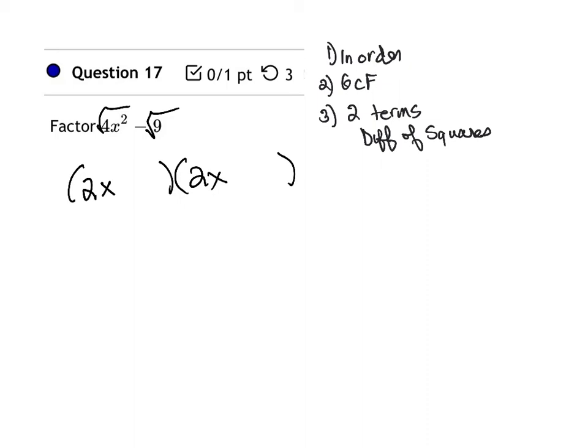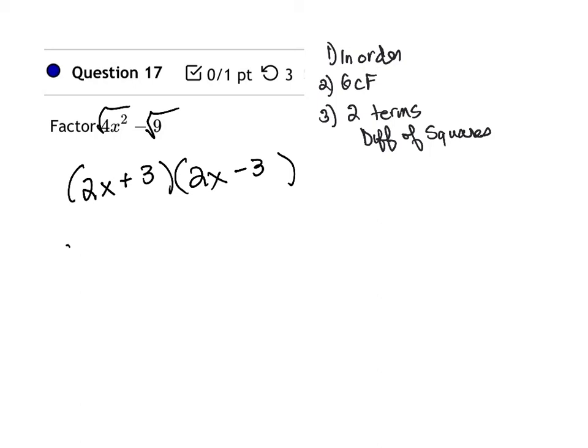So let's check. 2x times 2x goes back to 4x squared. The last term is a negative, so that means one has to be a plus and one has to be a minus. The square root of 9 is 3. So notice these are both the same except one's the sum and one's the difference.